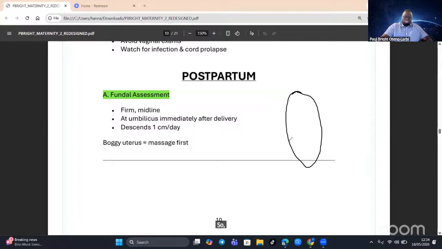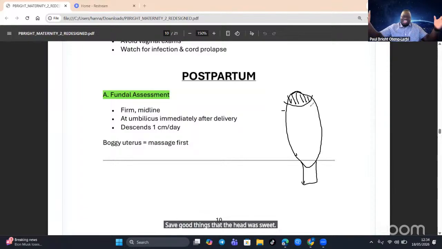So if it is the uterus, this is the uterus. The uterus has a body, it has a head, and it has a mouth. I want this uterus to contract and be firm. What do I do? Touch it. Always see the uterus as a man. Say good things that the head will suit him. So you massage the fundus, the upper part of the uterus.